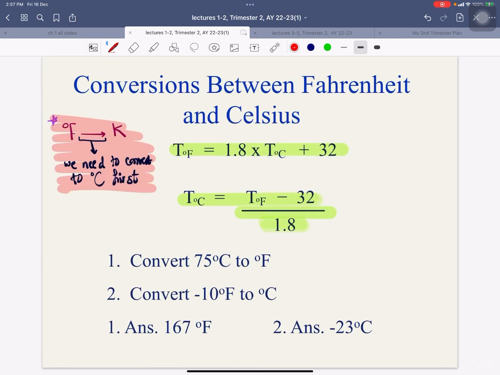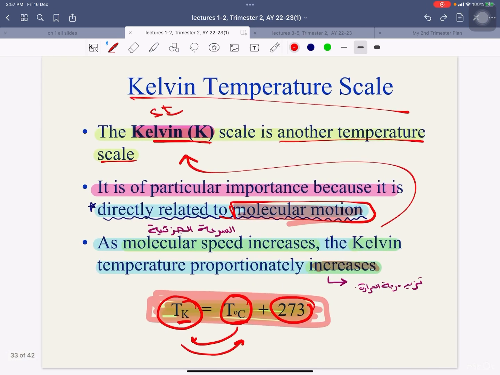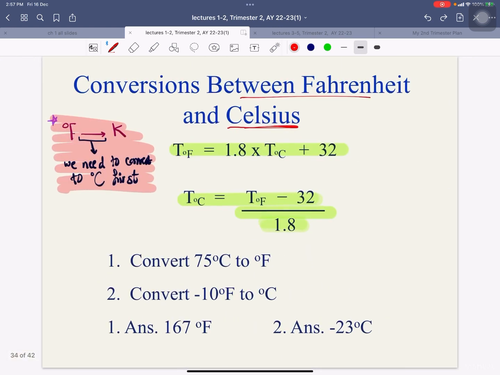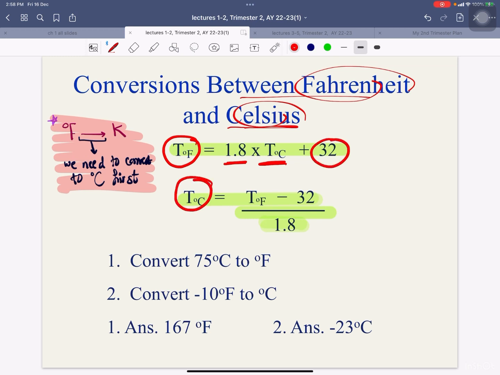After that, we have the conversion between Fahrenheit and Celsius. We said conversions between Kelvin and Celsius. Here I have the conversion between Fahrenheit and Celsius. So when I want to find the temperature in Fahrenheit, I multiply 1.8 by the temperature in Celsius, plus 32. When I want to find the temperature in Celsius, I take the temperature in Fahrenheit, subtract 32 from it, and divide it by 1.8.